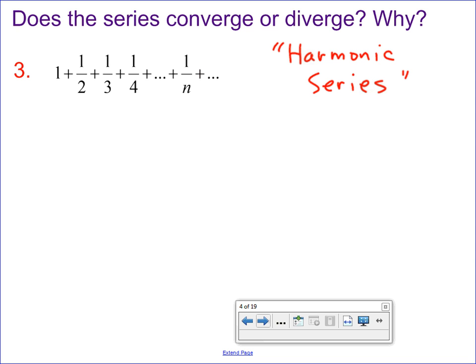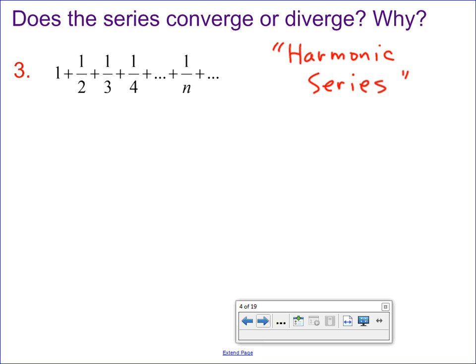What can we do? Well, we saw before that if we had positive terms that were decreasing in magnitude, and if we could model those terms with a continuous function that was also positive and decreasing, then the integral test showed that they shared the same fate. That is, if the integral diverged, then the series diverged. If the integral converged, then the series converged. They're not the same things, but it's another way of comparing when we don't have a known function.